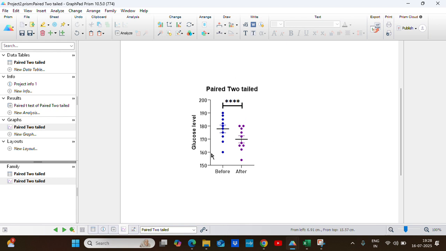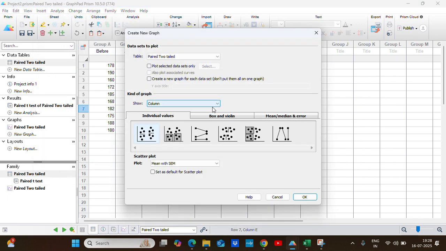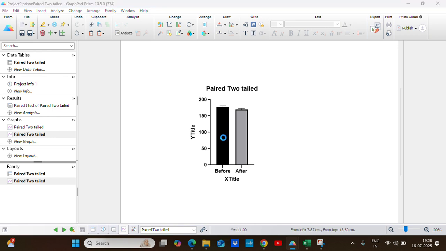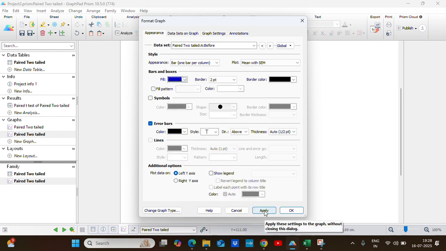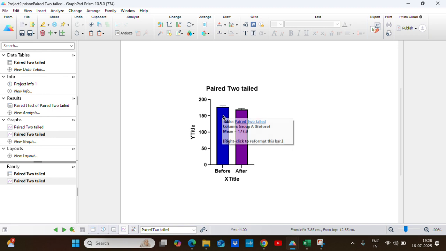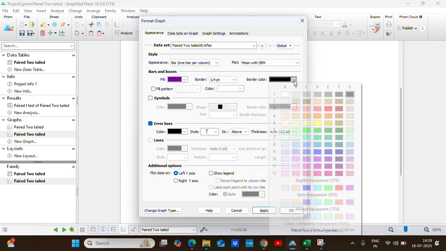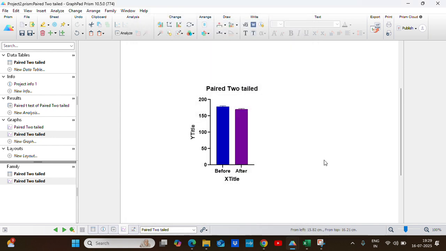Okay, now this we have plotted in a scatter plot. Now let's plot the same result in a bar graph. Again, insert new graph of the existing data. Mean with the standard error, column. Okay, let's change the color. Let's change the border thickness to 2.14, a slightly darker color. Apply for A, for B the same, slightly darker color. Apply.